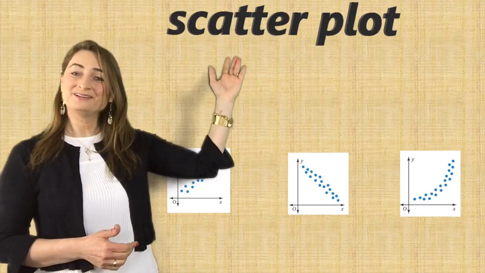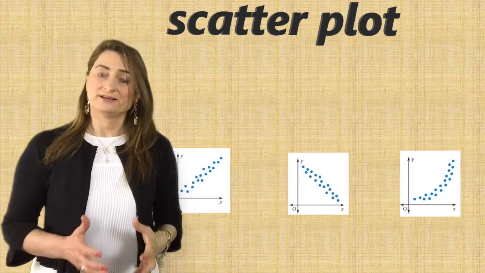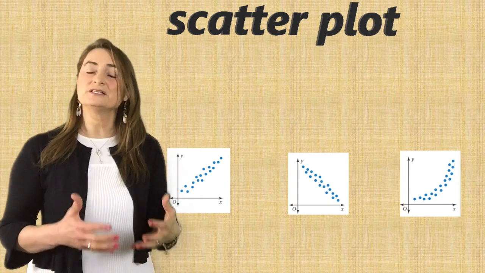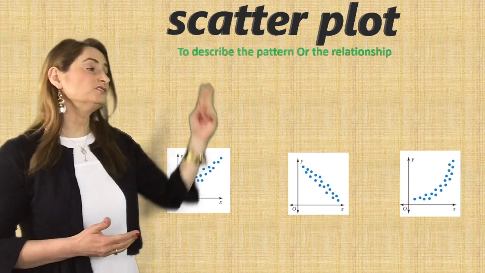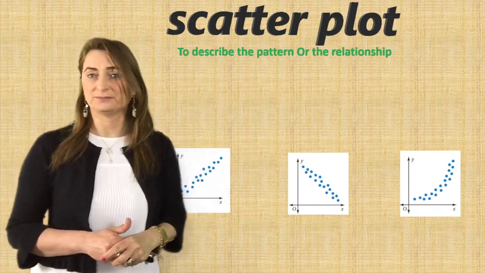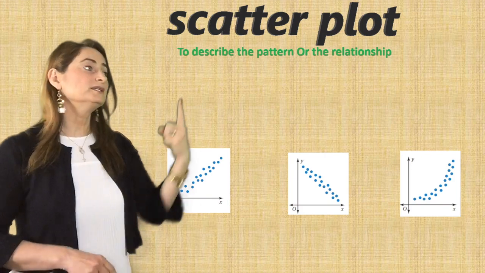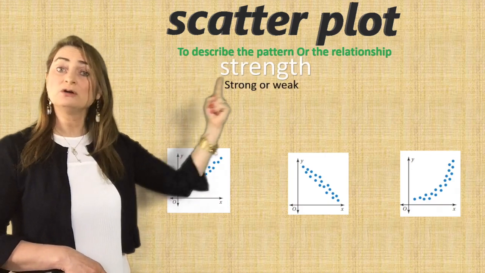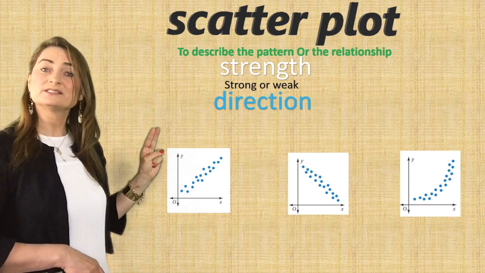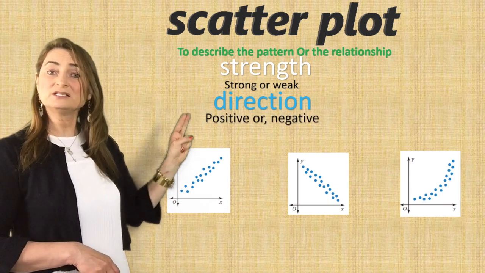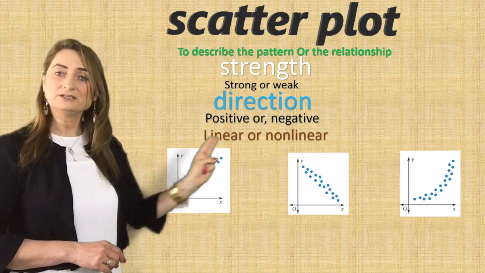Now let's describe the scatter plot using those three examples. If you can find a trend, if you can find a pattern, that means there is a relationship between the x and the y values. How can you describe the pattern or that relationship in a scatter plot? Three things we talk about. The first one is strength, whether that relationship is strong or weak. The second thing we talk about is direction, whether this relationship is positive or negative. And the last thing we talk about, whether that relationship is linear or nonlinear.